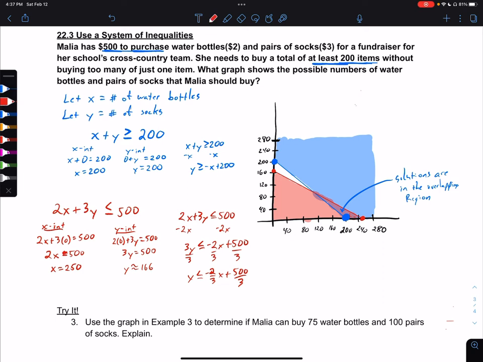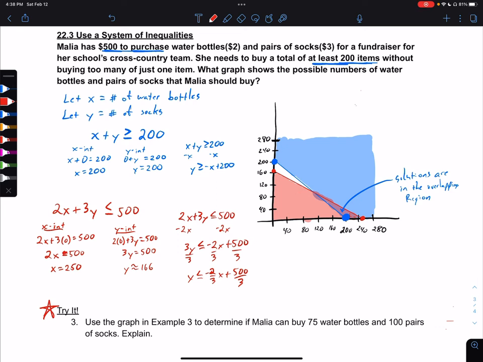So let's say that we just wanted to try it down here to give us an idea of what's going on. They want to know if Malia can buy 75 water bottles. Remember, that was x, and 100 pairs of socks. So 75 water bottles and 100 pairs of socks would be somewhere in here, which is not in the shared region. So no, she cannot buy that. That fits the criteria for our red inequality in terms of money, but she's not going to have enough items probably for her sale.